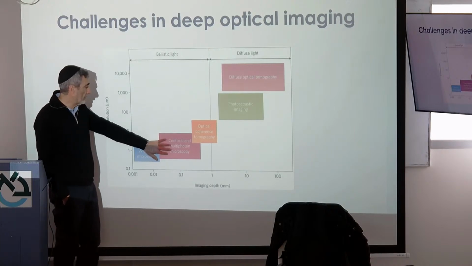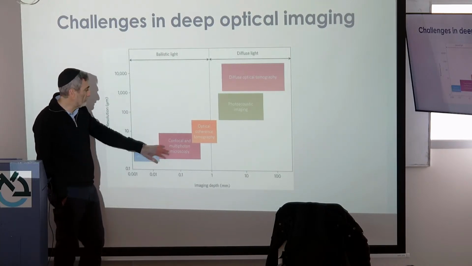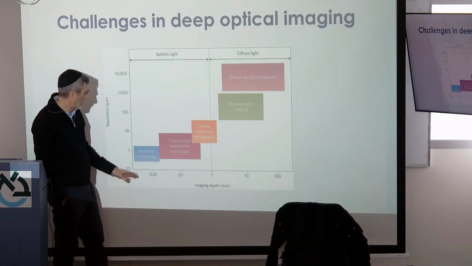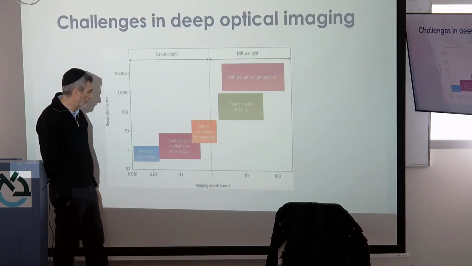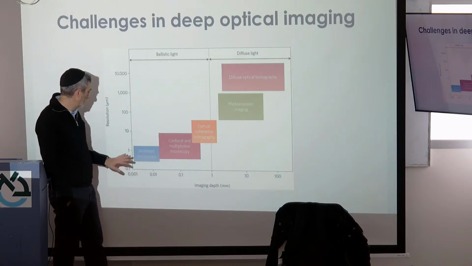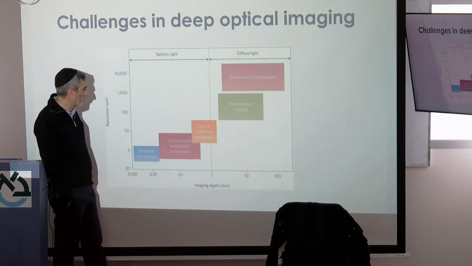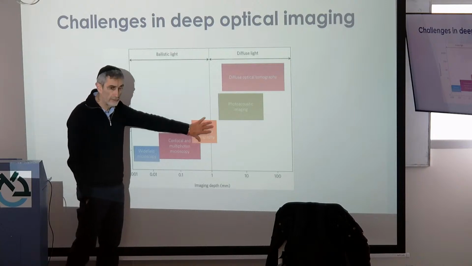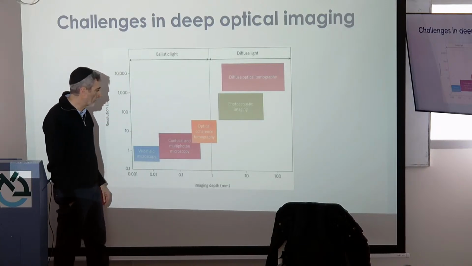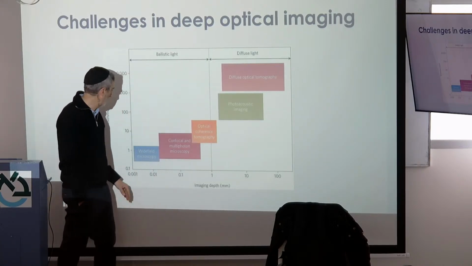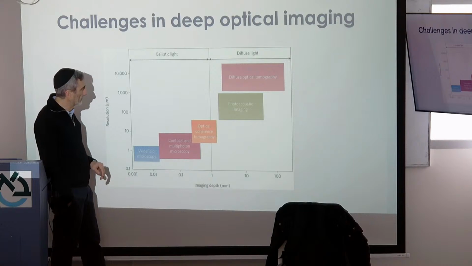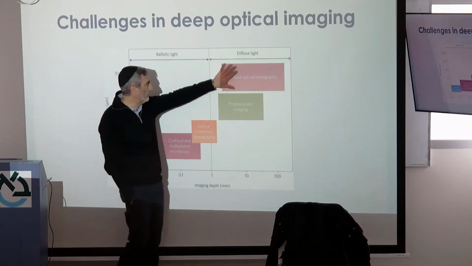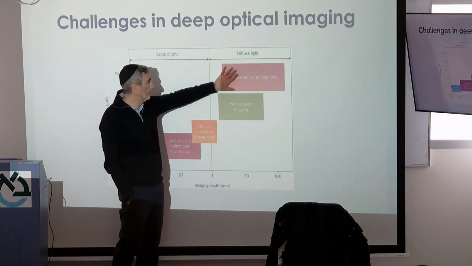Confocal microscopy, what I mentioned to you before, multiphoton microscopy. You can go a little bit further, tens, hundreds of microns, with still a good resolution. OCT is here, somewhere in the middle, with a resolution of about 10 to 100 microns. And then diffuse optical tomography here, that's what I mentioned.